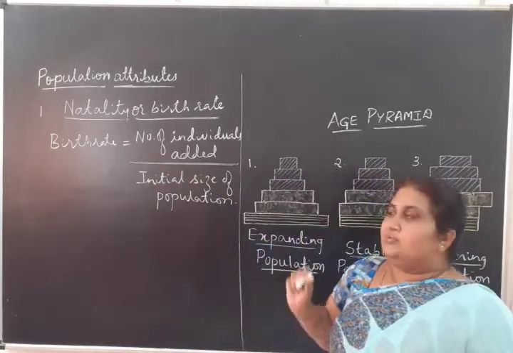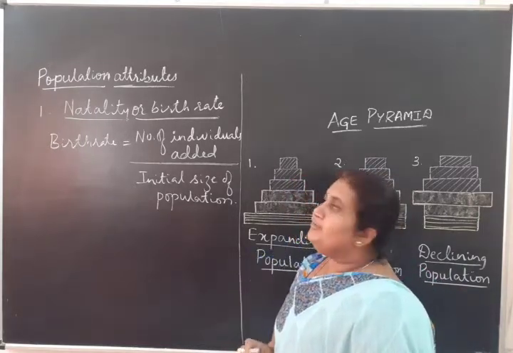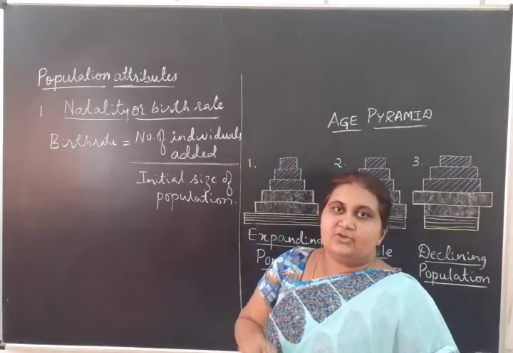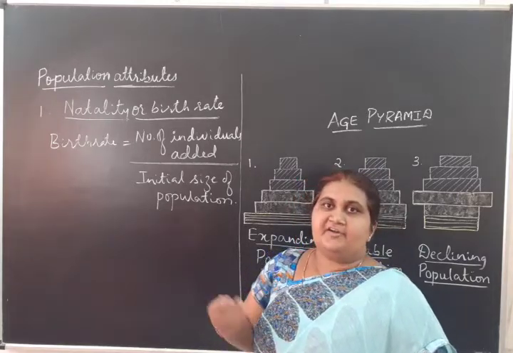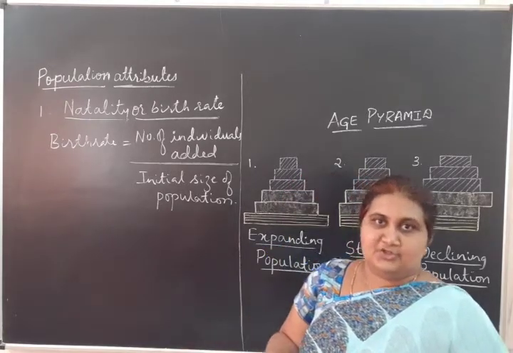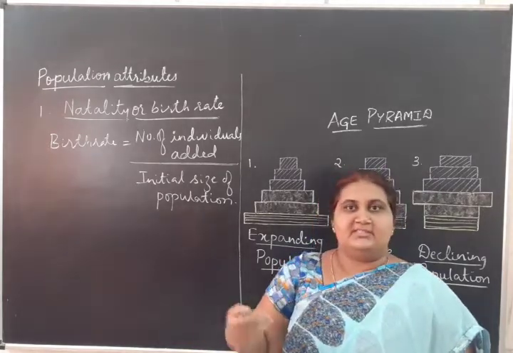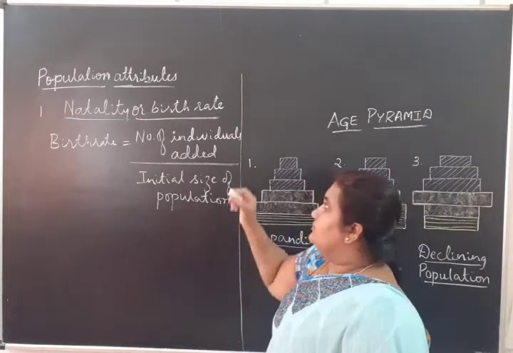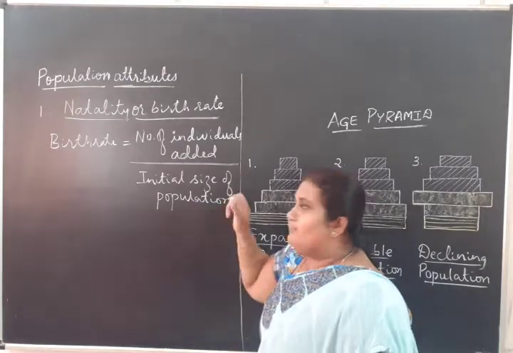It is the rate. What does the definition tell? The rate of production of new individuals. How are individuals added to a population? It is by different ways. By birth, or by hatching if they are egg laying, or in plants the seeds will germinate and produce the new plants. Or through vegetative propagation. So by different means the new individuals will be added to the initial size of population.